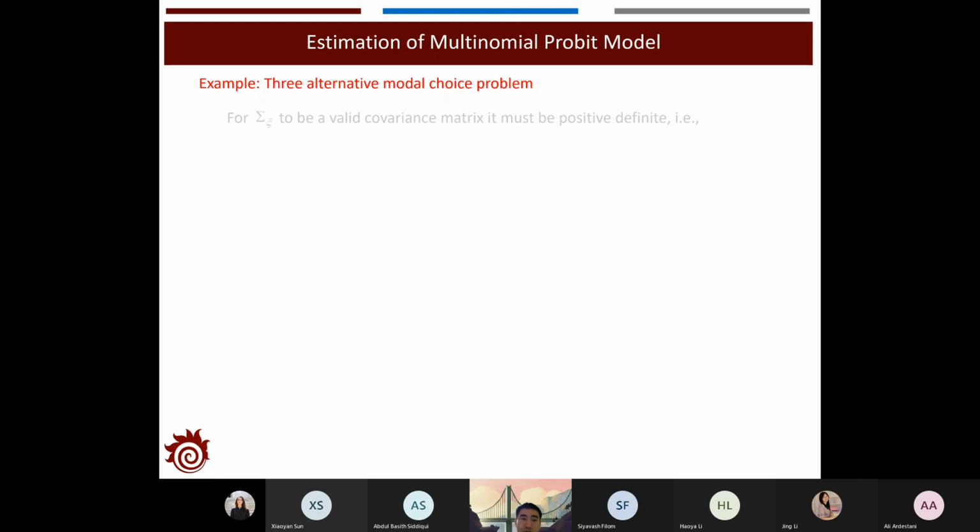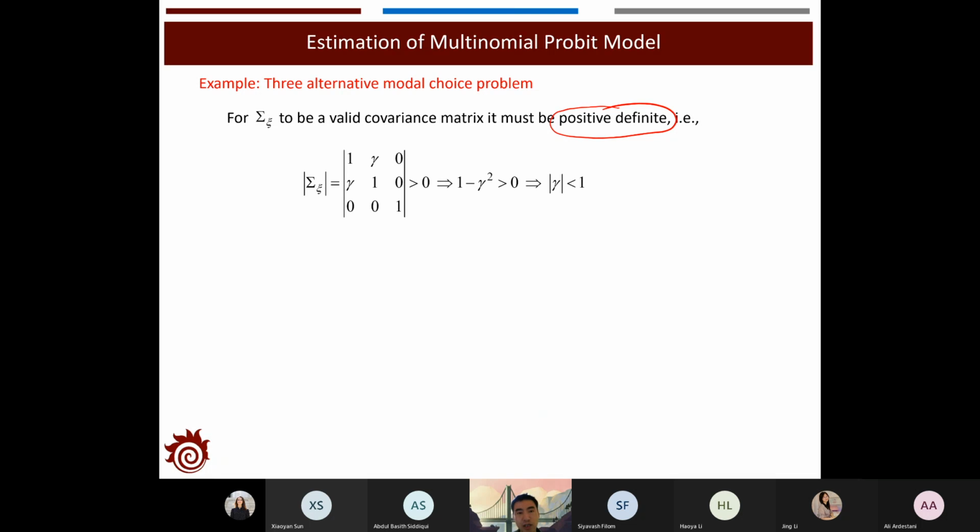And then we can go to the calibration process. The covariance matrix of the epsilon should be a valid covariance matrix, so it must be positive definite. That's one of the required conditions for the covariance matrix. And if it's positive definite, we have to make sure that the determinant of the matrix is positive. With that you get that for gamma the absolute value is smaller than 1, which means that gamma can be selected between -1 and 1.